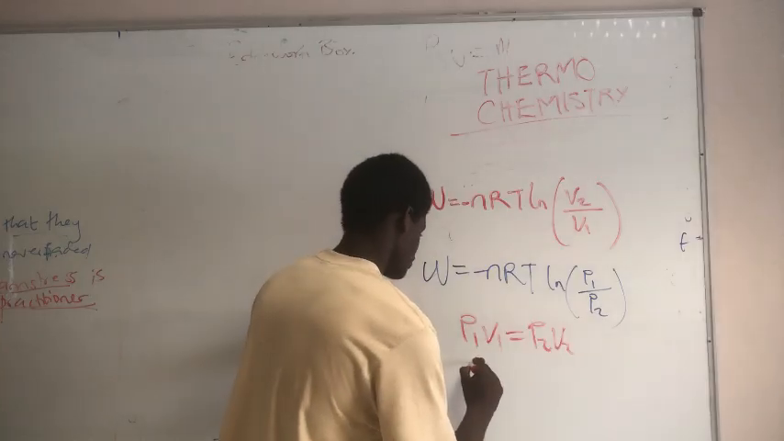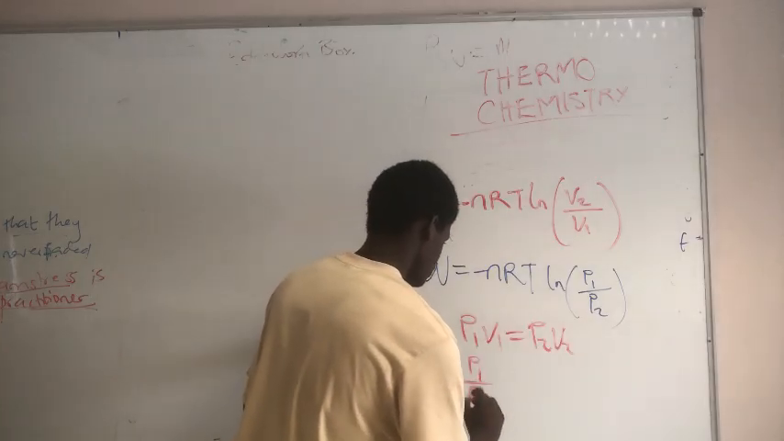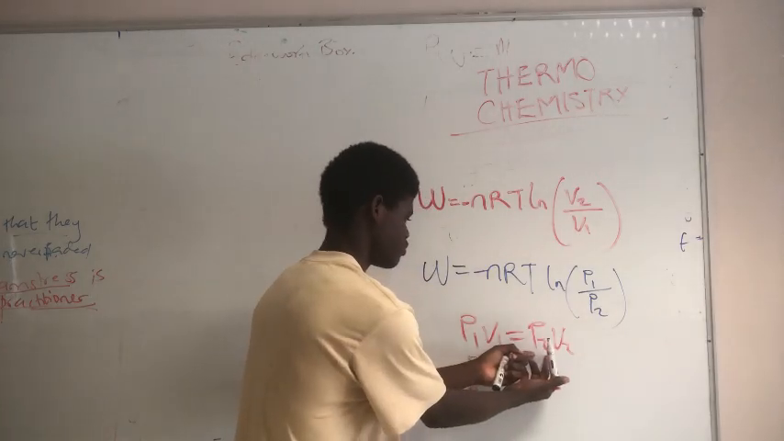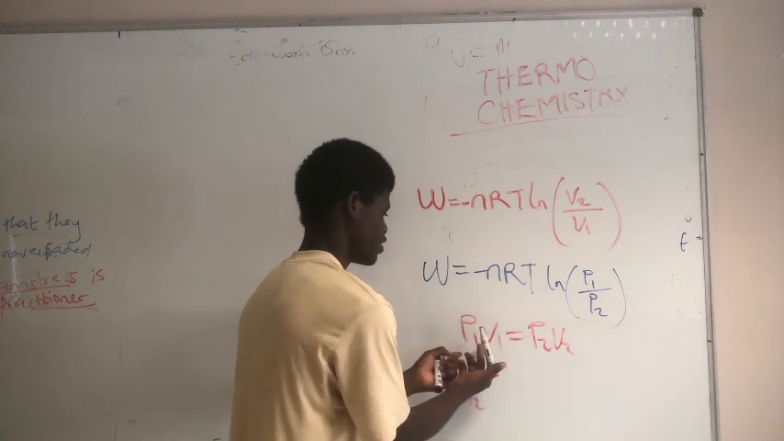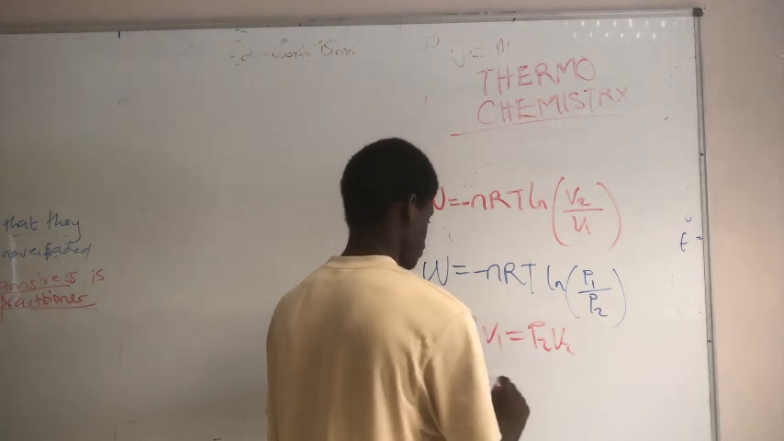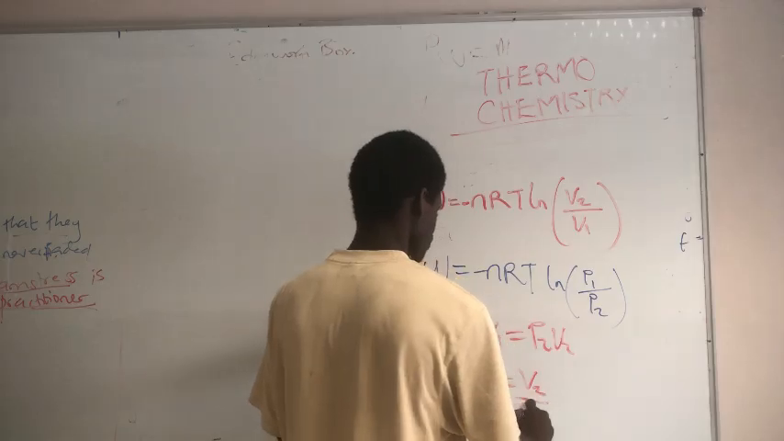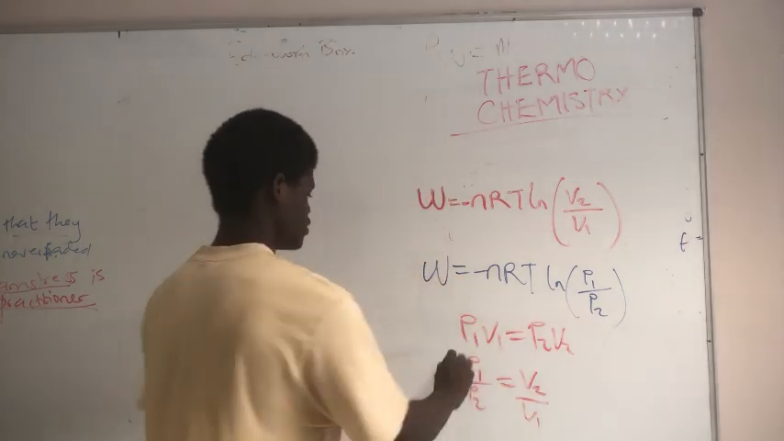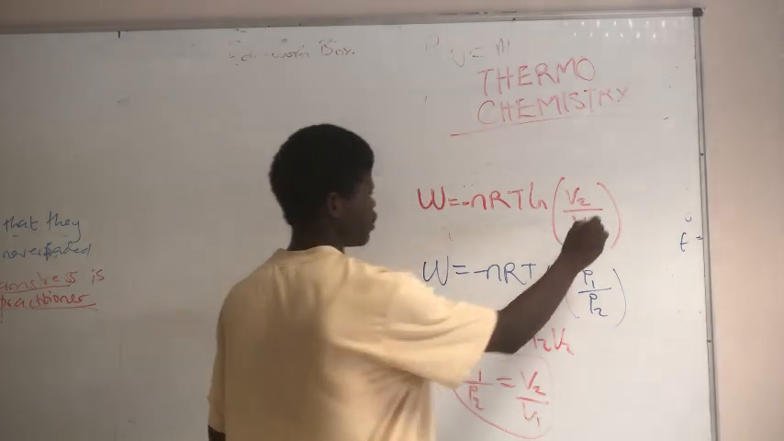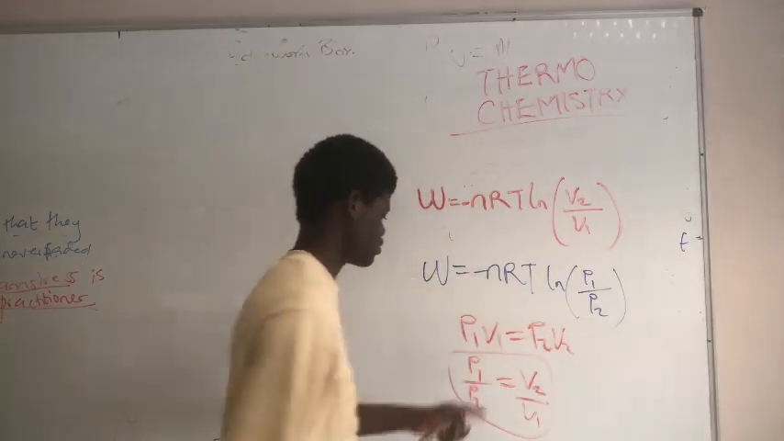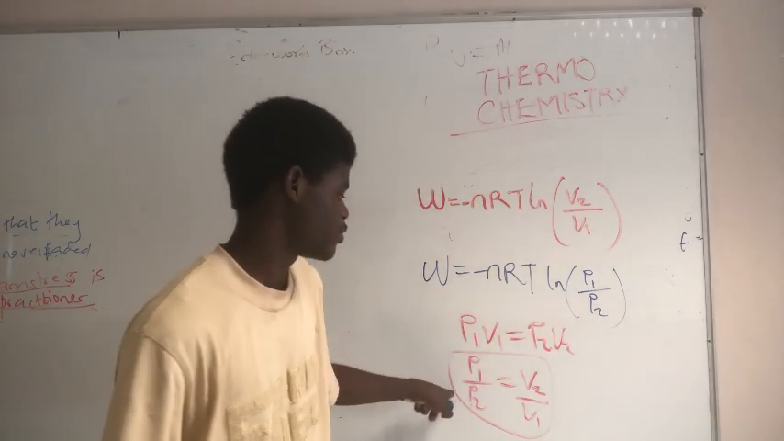P1 over P2: when you bring this pressure here, divide by this pressure, P1 over P2 is equal to, when you take this V1 down, V2 over V1. So you can see that's why we have this and we have this. P1 over P2 is equal to V2 over V1.